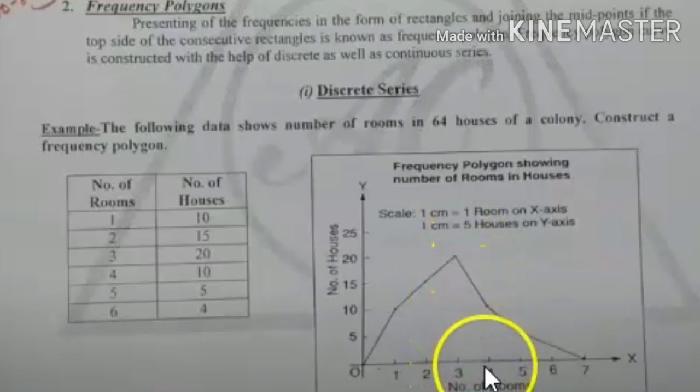Then from 4 you have to mark 10 here. Then from 5 you have to mark 5 here. Then from 6 you have to mark 4 here. Then you have to mark by joining from 0 and adjoining with a scale, you can draw till 7. Till 7 you can mark, as it's a discrete series, you have to mark till 7 and join. So this is discrete series.